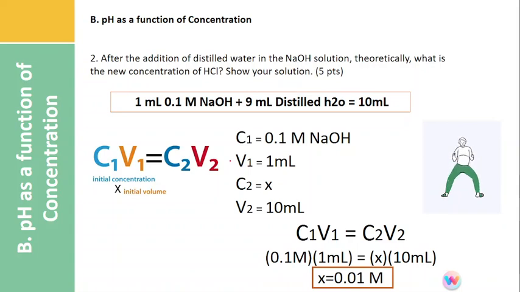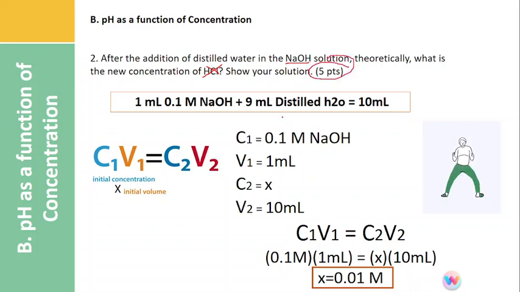Next, for your question number 2, after the addition of distilled water on your sodium hydroxide solution, theoretically, what is the new concentration of your sodium hydroxide? Okay, again, let me just read the question again. After the addition of the distilled water on your sodium hydroxide solution, theoretically, what is the new concentration of your sodium hydroxide? Again, show your solution.